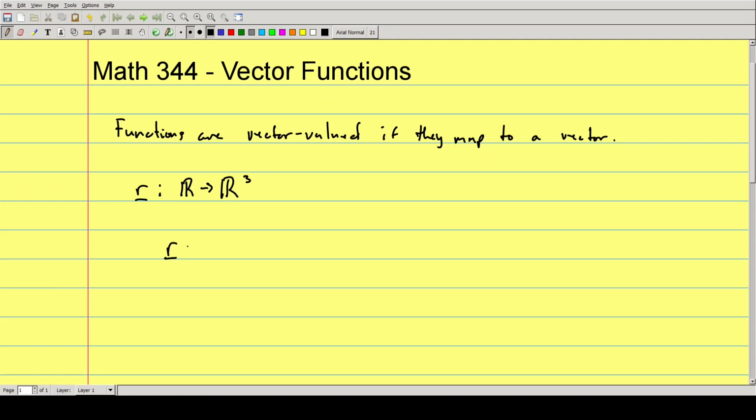So the composition of this function would be something that looks like this, where the way that the function is set up is that we have the vector function, which is R, and then we have these, which are called component functions.